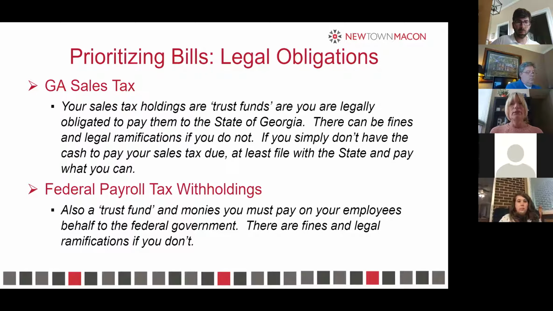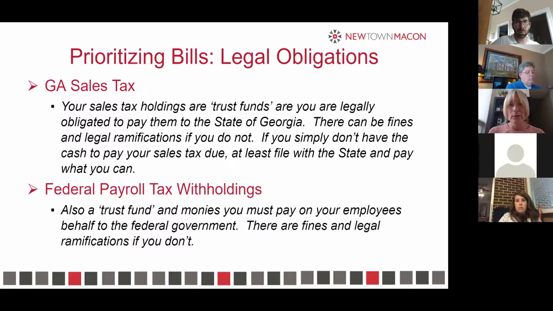So if you don't have the cash to pay your sales tax due, you still need to show that you're intending to pay it. So you must file and pay as much as you can and when you can to show the state government that you're really committed to paying that money that really belongs to them. So prioritize Georgia sales tax and also prioritize your federal payroll tax withholdings.